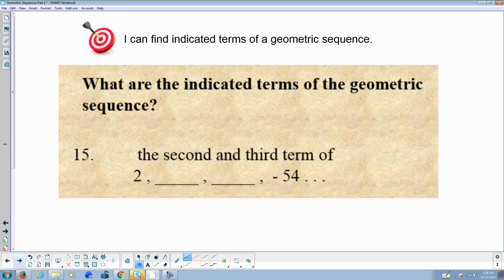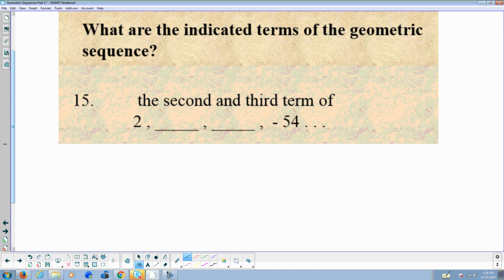So taking a look at this first example here, we just continue with where we were in our notes. What are the indicated terms of this geometric sequence? We were given the term 2, and we were given the term negative 54. We have two blanks here. I'm going to have to find the second and third term. So first of all, I'm noticing I've got a positive here, and I have a negative. So my mind is thinking, this must alternate positive, negative, meaning that R, the common ratio, is going to be some negative number.